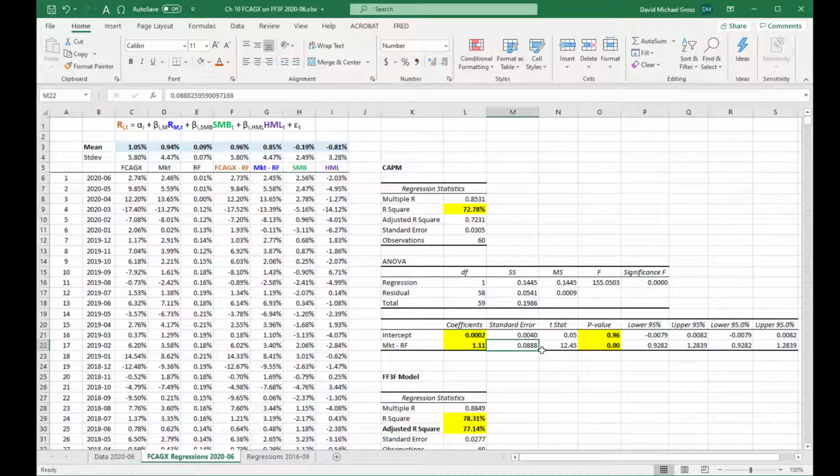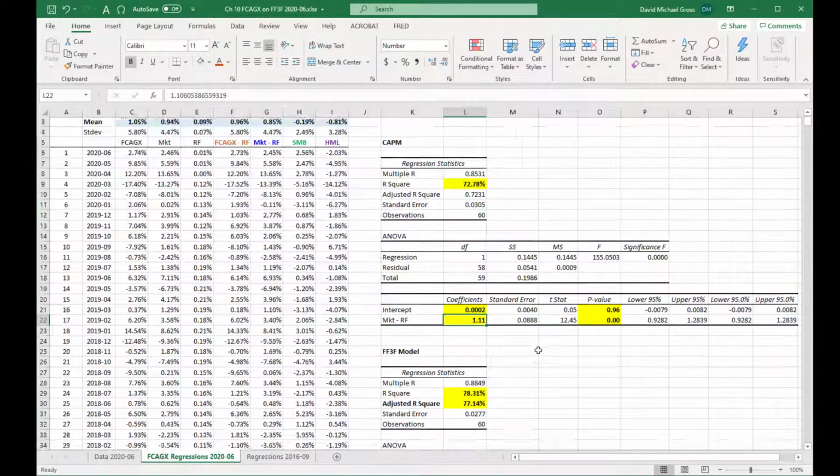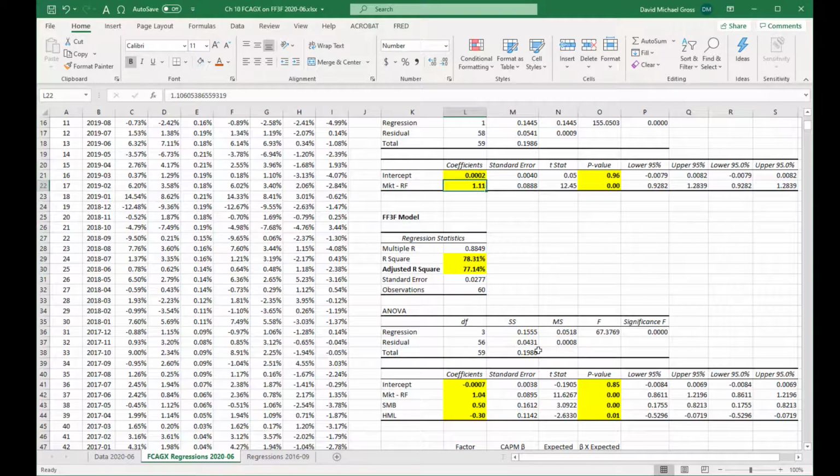But I can conclude with greater than 99% confidence that the market does affect the returns of this, and here is the CAPM beta. Now let's move to the multi-factor regression. And the multi-factor regression, notice that I have the R squared and now I have the adjusted R squared.